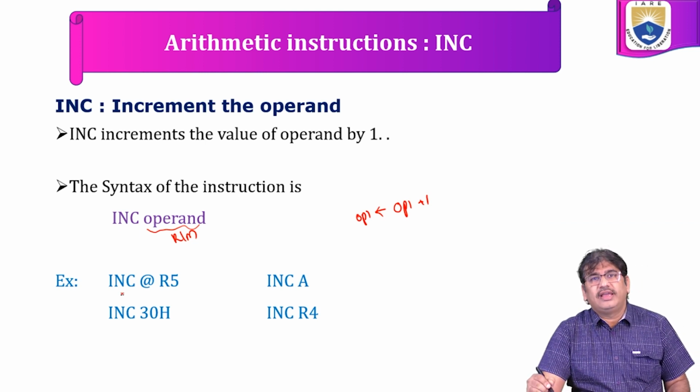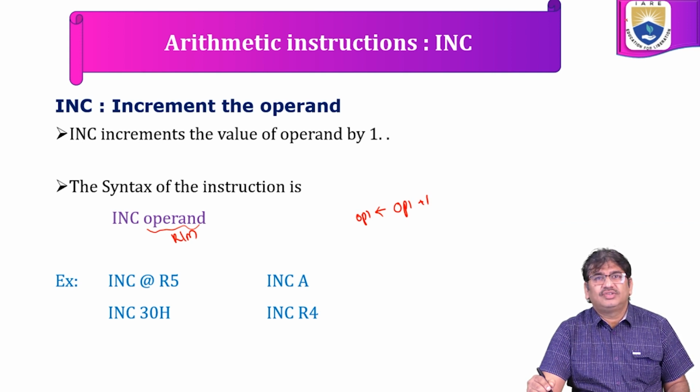A few examples for the INC instruction: INC @R5. Here, the memory location whose address is specified in the R5 register, that memory location's contents will be incremented by 1, and it will be stored in the same memory location. INC A. Here, the contents of the accumulator will be added with 1, and the result will be stored in the accumulator.